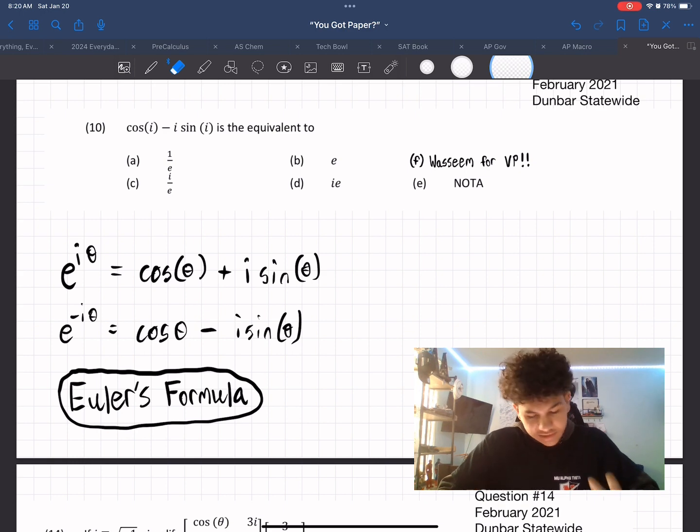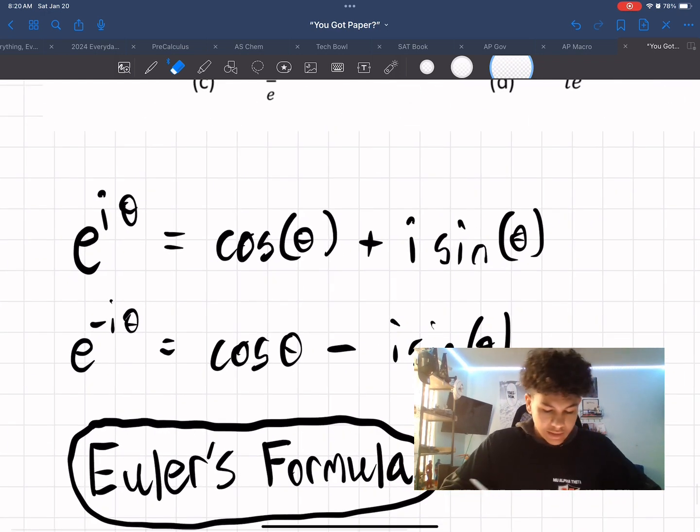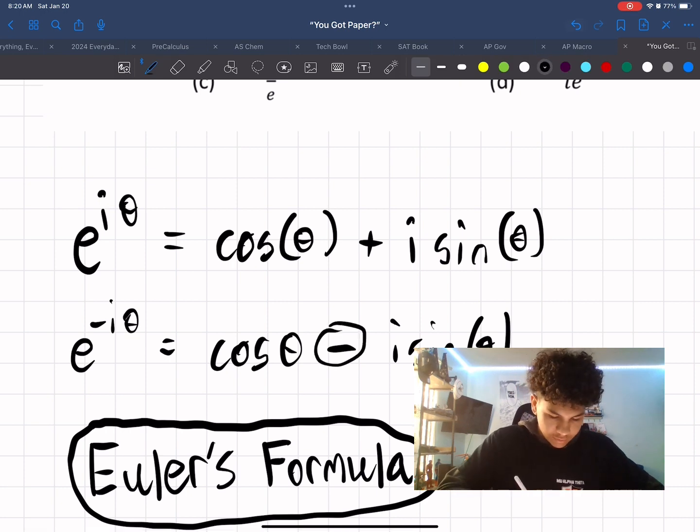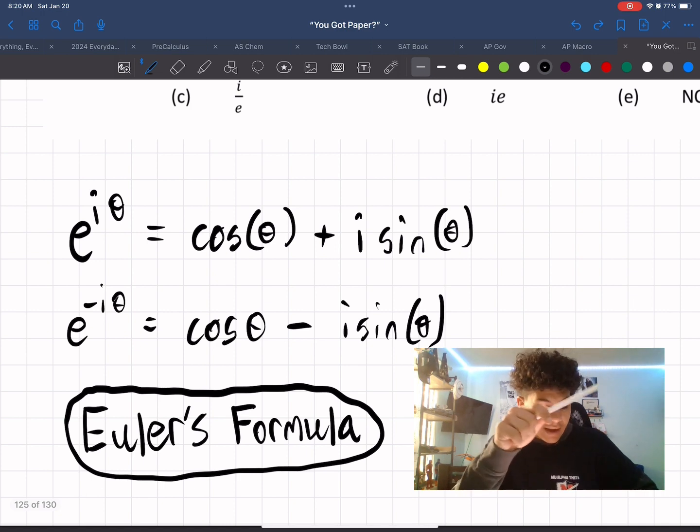So Euler's formula has two variations in which the sign is changed in one of them. The standard form is e to the i times theta power is equal to cosine of theta plus i times sine of theta. And then the other form, in which you negate this exponent and that causes you to negate this as well, is e to the negative i times theta power is equal to cosine theta minus i times sine theta.